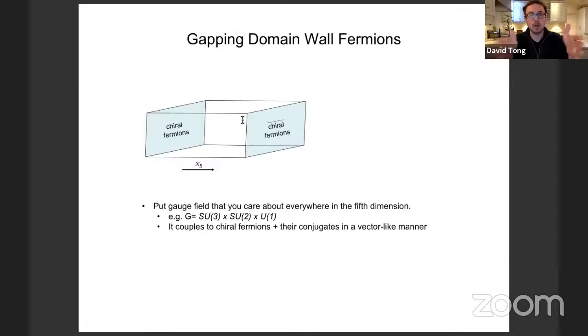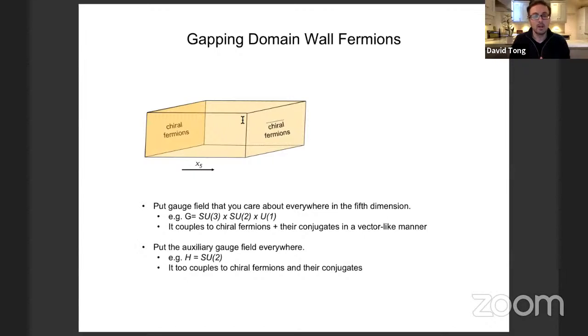And couple it to some chiral fermions that you care about. But the chiral fermions you want are on one edge and the conjugates are on the other. So actually, you've now got a gauge theory coupled to a vector-like theory. It's not what you want, and we're going to have to try and gap the ones on one edge. All right, next step. Add this auxiliary gauge field H. We're going to put that everywhere as well. It's also going to couple to chiral fermions on both edges.